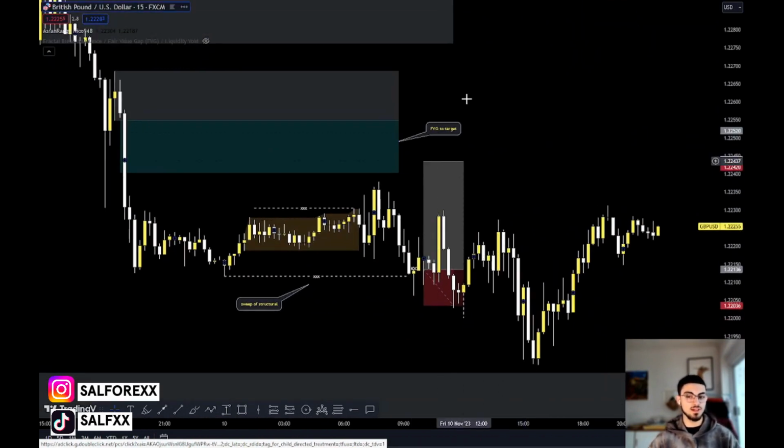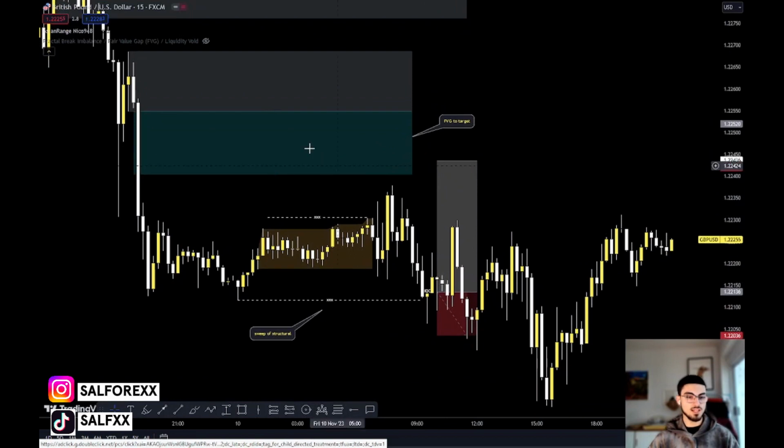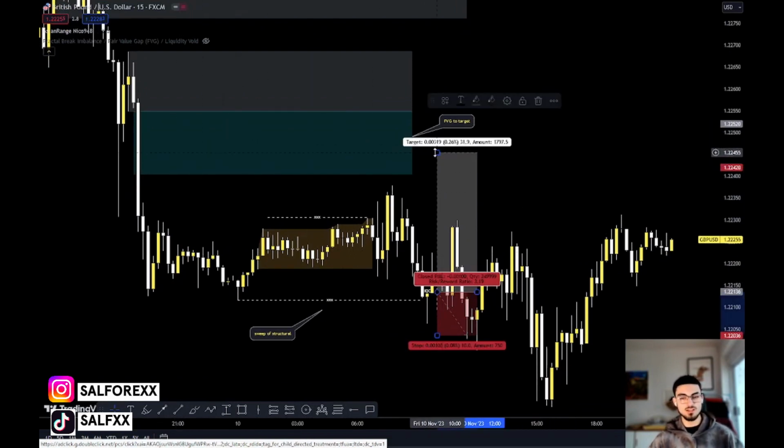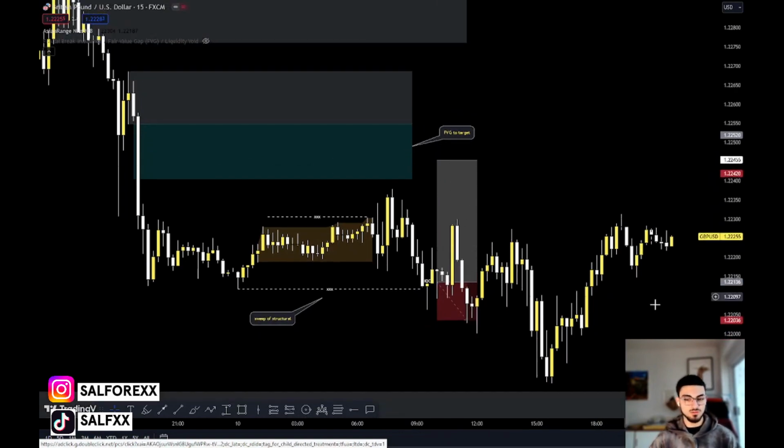And another thing about why I was looking for longs is we had this fair value gap to target up here. So looking for longs made so much sense. This was a really good trade, but it didn't play out, which is perfectly fine.